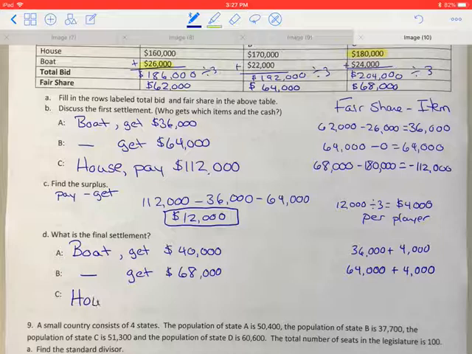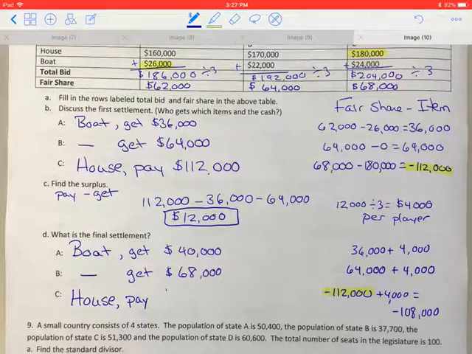Now player C, they got the house, so we know they're going to have to pay. On this part, you want to bring down this negative. This number needs to come down right here. It's going to be negative $112,000 plus $4,000, so it's still going to come out negative. They're just not going to have to pay quite as much. It comes out negative $108,000, so they're going to pay $108,000.